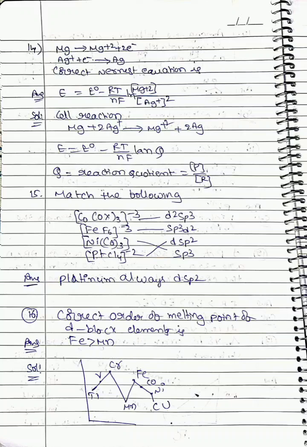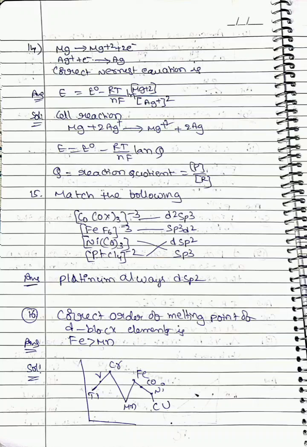So this is the basic formula. There are many formulae on this particular Nernst equation, but this is the basic formula, and from this we can come to know that this particular question paper setter stuck to the basics. Anyhow, here the answer is E is equal to E naught minus RT by nF into ln Mg2+ divided by Ag+ whole square.